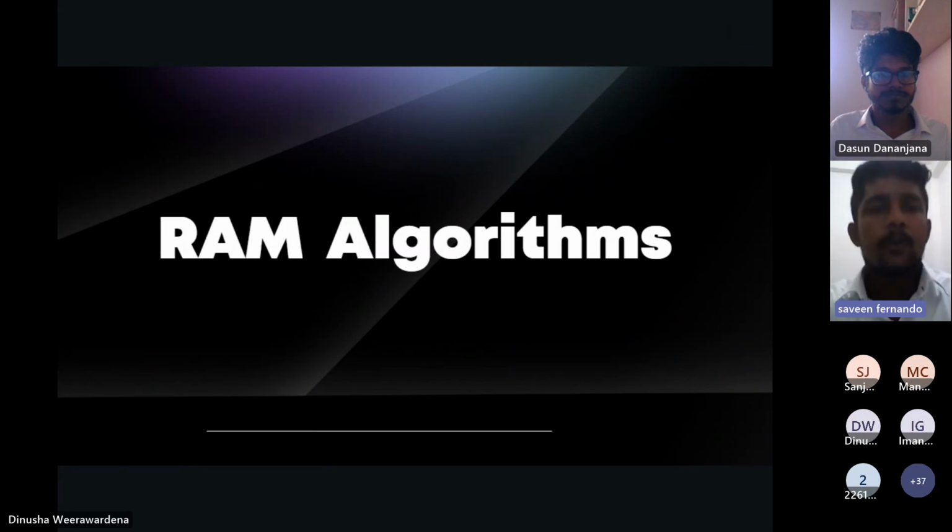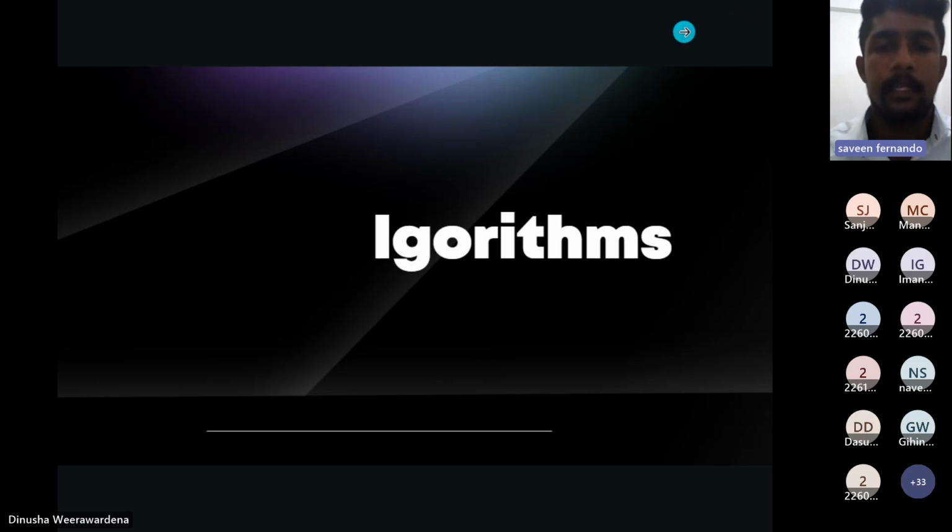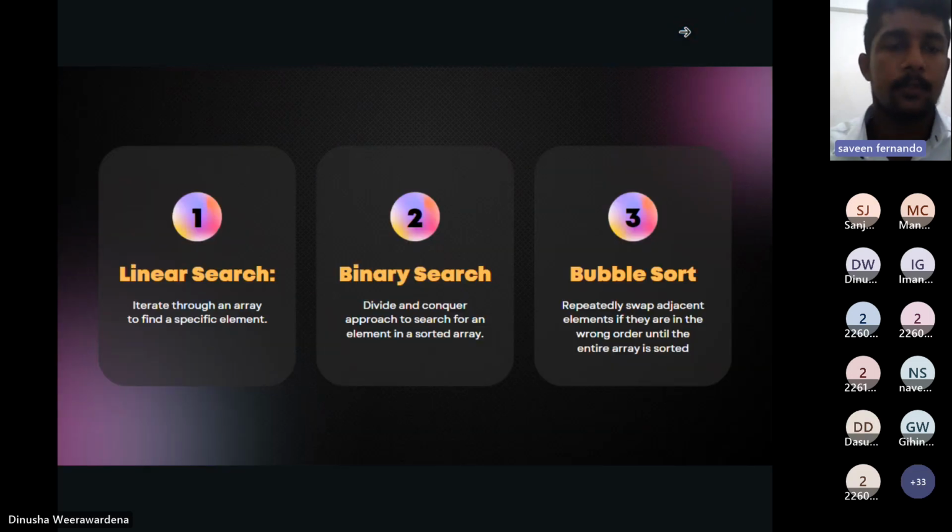Thank you, Dasun. So now let's explore some fundamental algorithms for searching and sorting. These algorithms actually play a crucial role in computer science and are essential for solving a wide range of problems efficiently. Let's dive into our first algorithm, which is linear search. So let's move on to the slide.